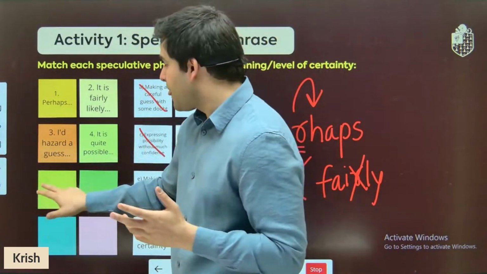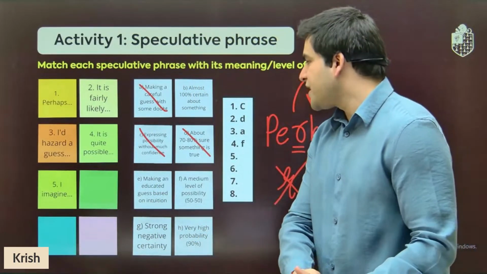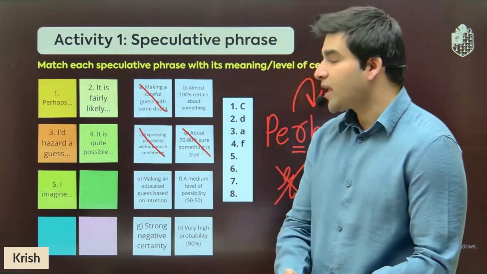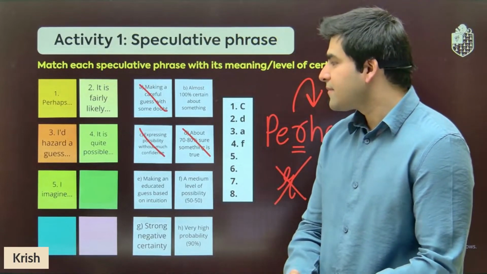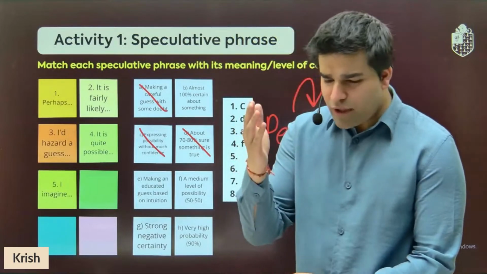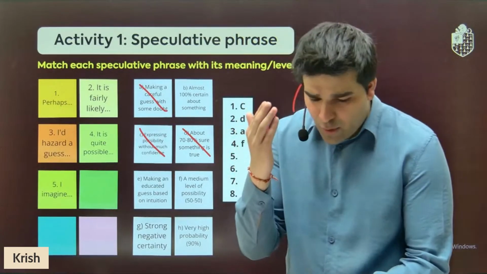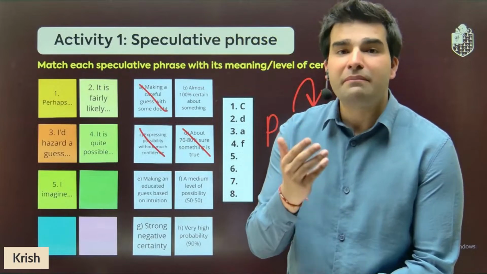Number 5 is I imagine. Which phrase do you think goes here? I imagine. There are only 2 people telling us sentences. What about 26 other participants watching? Hello, your opinion matters.